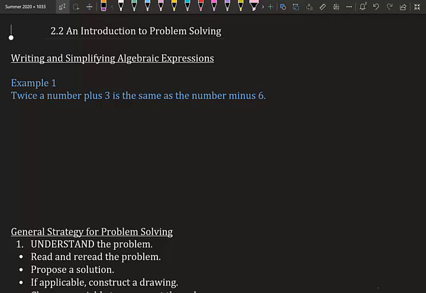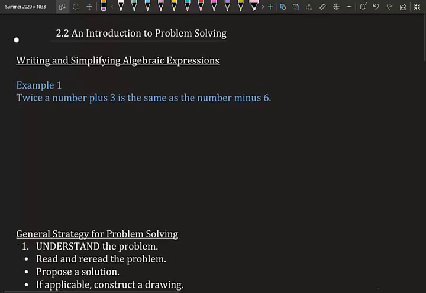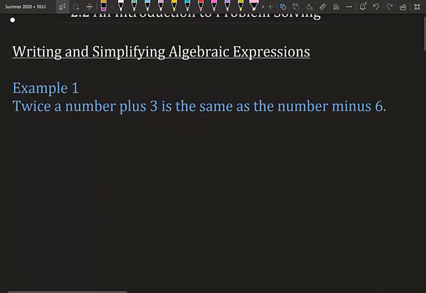Example 1: twice a number plus 3 is the same as the number minus 6. Okay, so let's just break this down. Twice a number. Twice means 2 times. If you're doing something twice, aren't you doing it 2 times? See? A number. A number, I have no idea what that is. That's x. x, y, w, potato, doesn't matter. We just say x. Plus, well, thankfully we know what that means. It just means plus. 3, okay, that's just a 3.